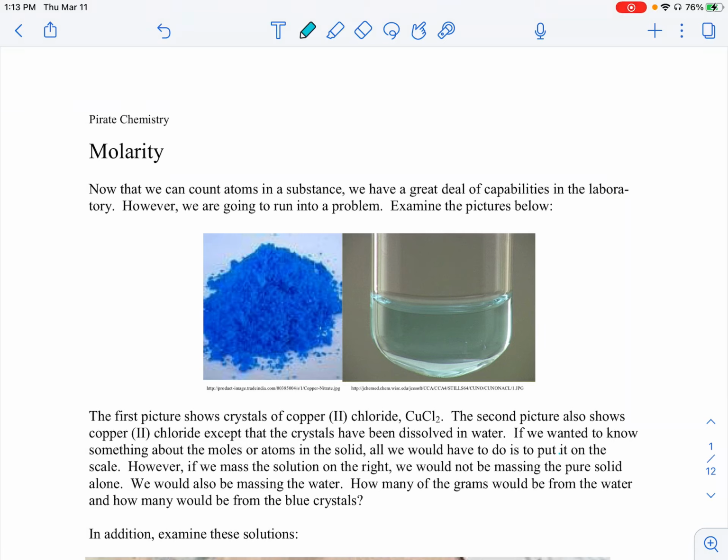Hello, Palatine chemistry students. We are here talking about molarity today. What is it, and how do we calculate for it, and what other information can we gather from molarity?